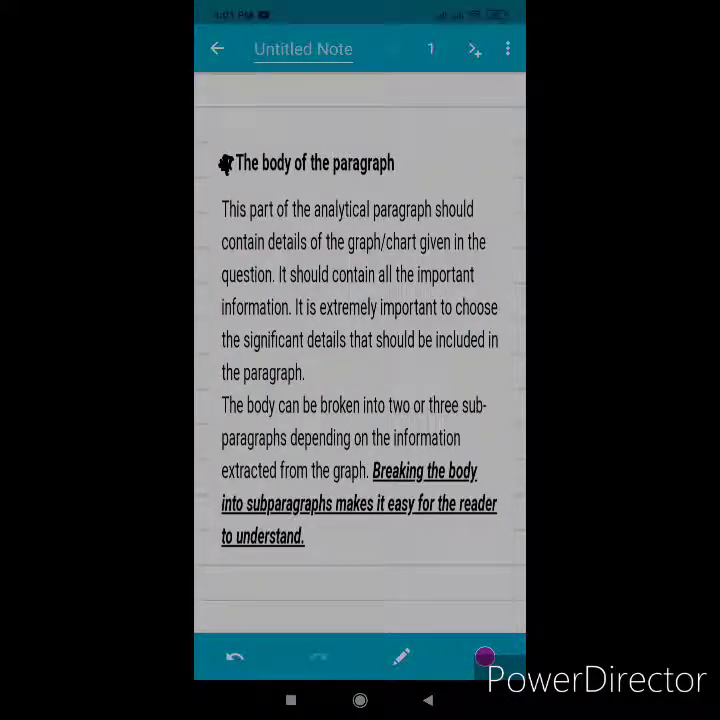The second point, the body of the paragraph. This part of the analytical paragraph should contain detail of the graph or chart given in the question. It should contain all the important information. It is extremely important to choose the significant details that should be included in the paragraph. The body can be broken into 2 or 3 sub-paragraphs depending on the information extracted from the graph. Breaking the body into sub-paragraphs makes it easy for the reader to understand.